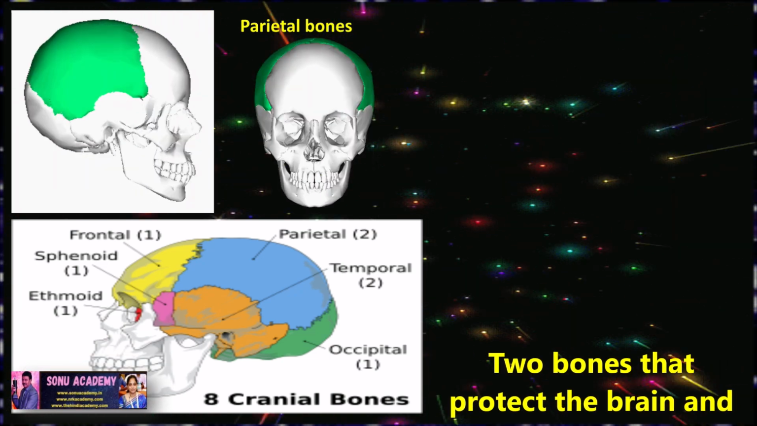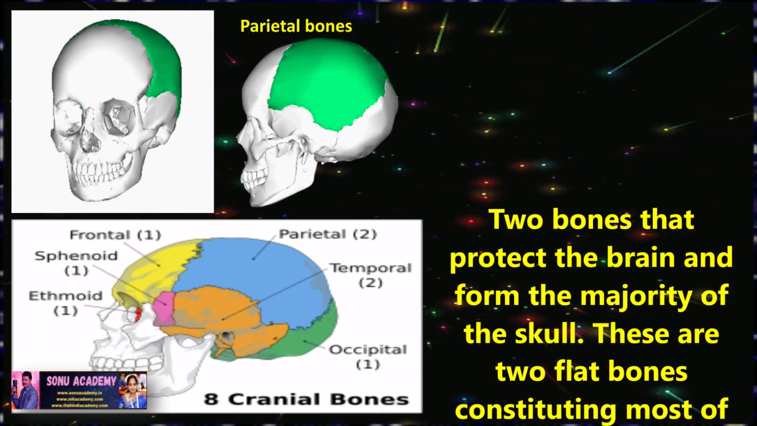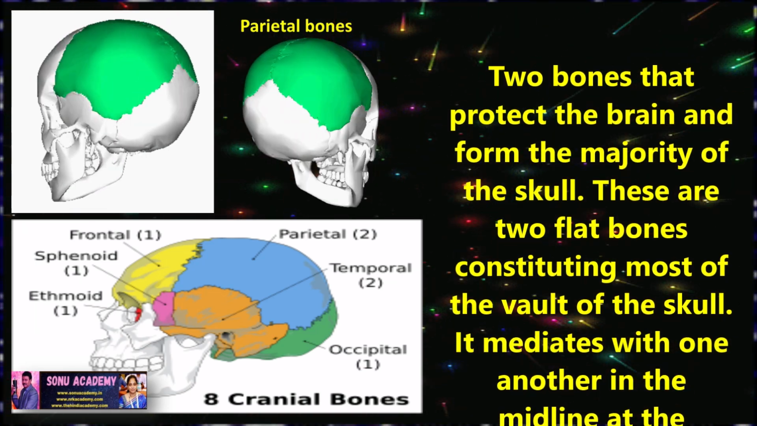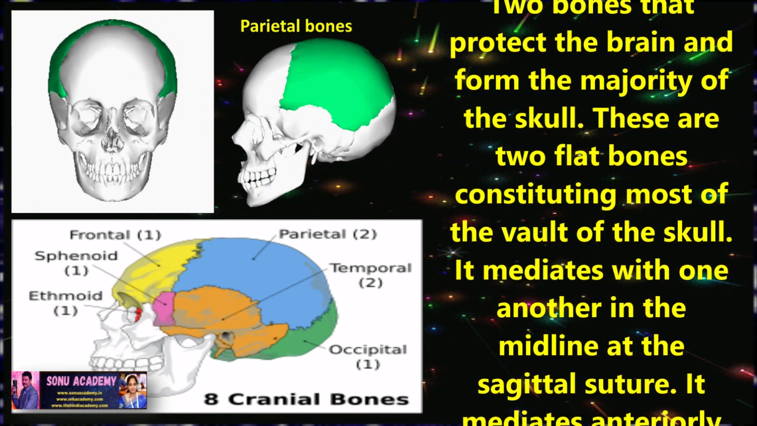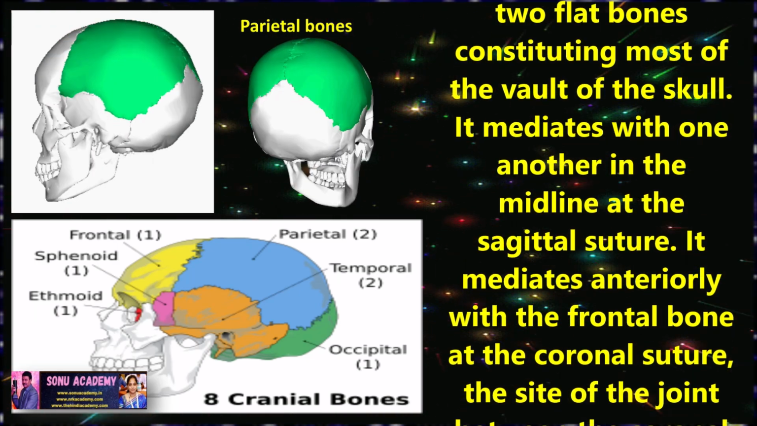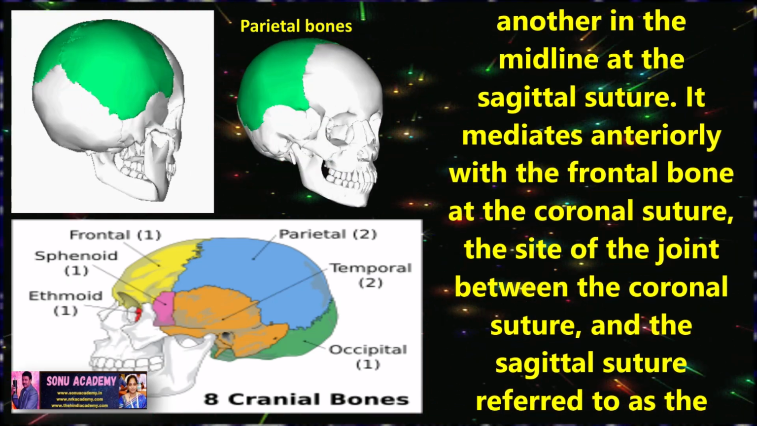Children, let us discuss the parietal bones. These are two bones that protect the brain and form the majority of the skull. They are two flat bones constituting most of the vault of the skull. They articulate with one another in the midline at the sagittal suture, and anteriorly with the frontal bone at the coronal suture.